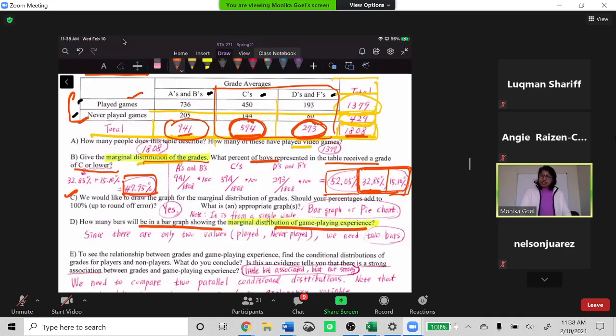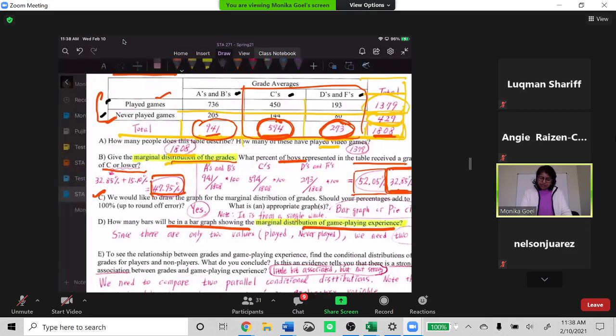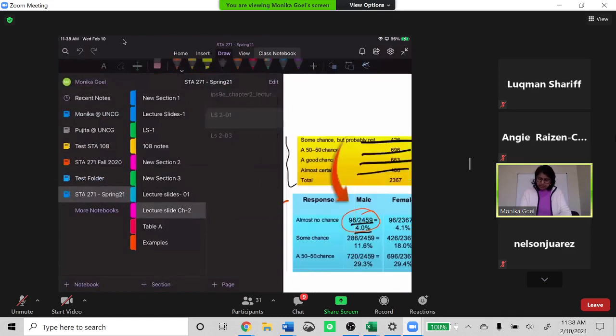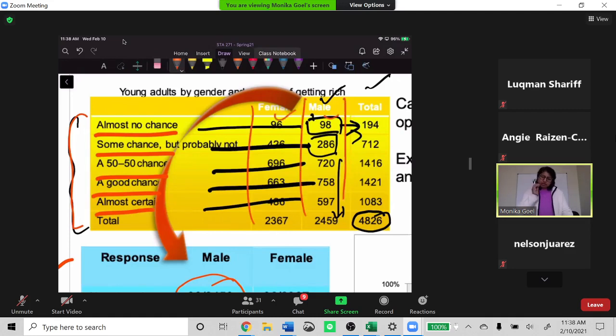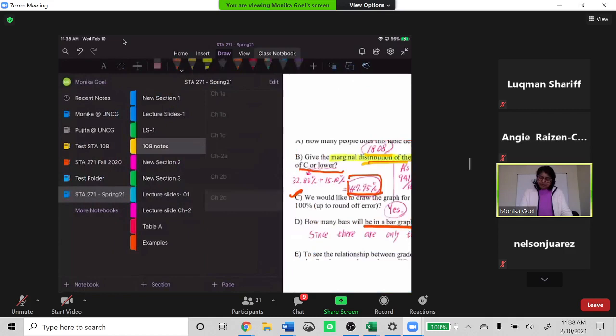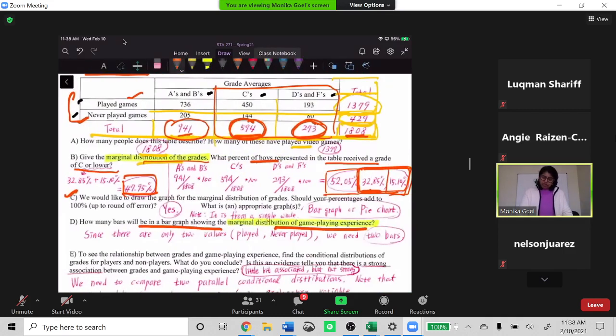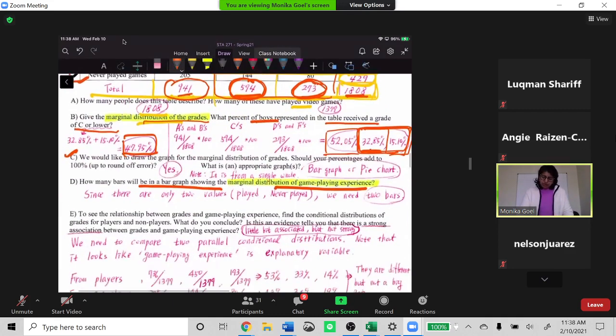And the previous example in the slides that we did, let me quickly go to that one. Here, if we are talking about the opinion, how many bars can we make for the opinion? We can make 5 bars. 1, 2, 3, 4, 5. And how many bars can we make for gender? There are 2 bars. So same thing we are talking about here. So we can make 2 bars, and same thing if you need to make for grade average, you can make 3 bars, one for A's and B's, C's, and D's and F's. So straightforward.